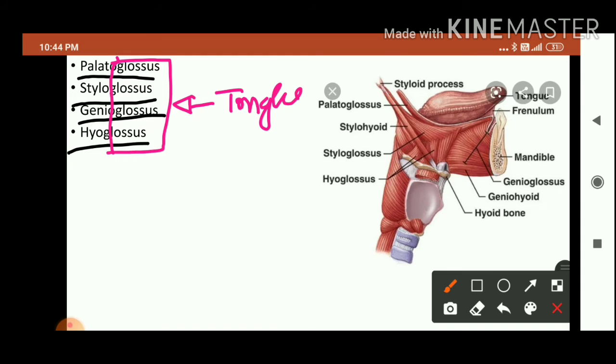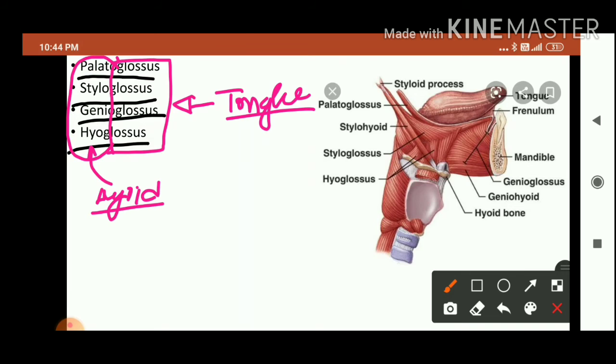Yes, it is tongue. And now you take into account the other part of each word. First the palatoglossus. So what does it mean? Its attachment on one side is the tongue and on the other side the soft palate. Now styloglossus attaches to the styloid process and the tongue. And what will be genioglossus? It attaches to the genial tubercle of the mandible and the tongue. And what will be hyoglossus? Its attachment is the hyoid bone and tongue.